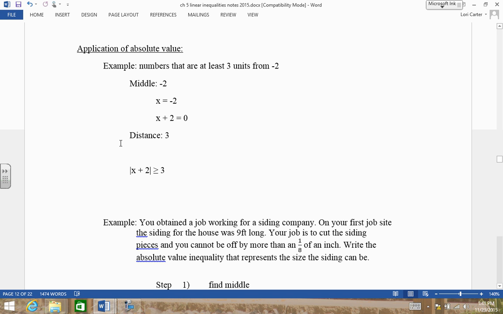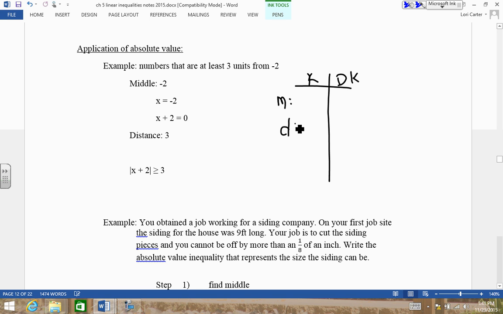Words is actually easier because they give you all the information. There's no math. Okay, numbers that are at least 3 units from negative 2. So in your know, don't know chart, it's simple. You need to find the middle, the distance, and then write the equation. Which one is the distance? Which one is the middle? The middle is the negative 2. So what's the distance? 3.